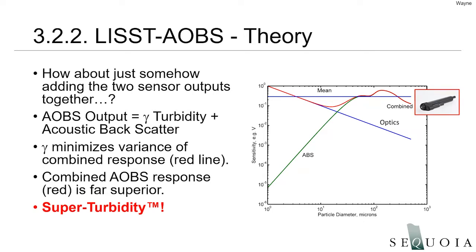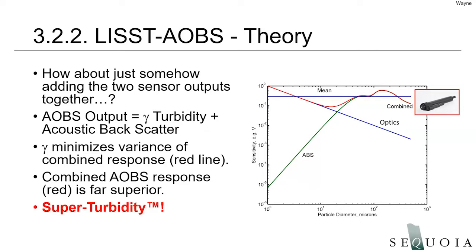It turns out that this is possible. Sequoia has actually got a patent pending application for a method that combines the signals for the two sensors in such a way that that combined response, the red line, has minimum variance. In other words, that it is as horizontal as possible. We're not going to go deep in the mathematics here. Yogi's published that in a paper elsewhere.